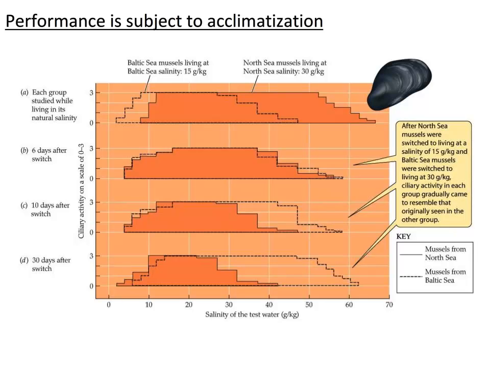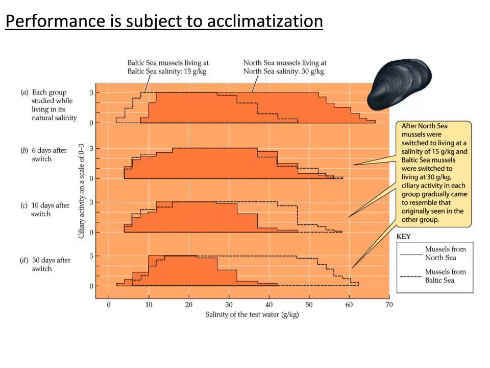So we would expect to see an acute response if we suddenly change the salinity, but if we acclimate our organisms for a long enough time, what happens is they respond by developing a heartbeat, or here we've got ciliary activity, at the same rate as organisms normally subject to the environment. So what we've done here, we've taken Baltic Sea mussels, which live at low salinities, and we've taken North Sea mussels, which live at high salinities, swapped them around.